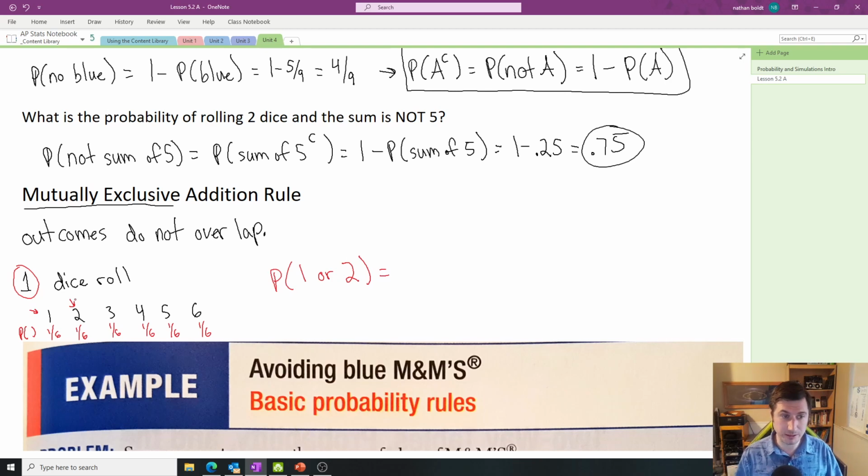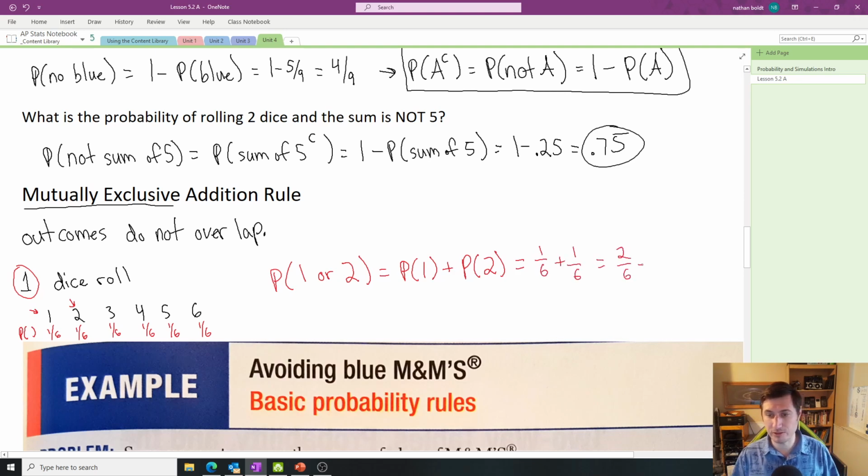They are mutually exclusive. So, the addition rule says I'm allowed to take the probability of the first one plus the probability of the second one. And so in this case, it would be 1/6 plus 1/6, which is equal to 2/6, which is equal to 1/3. All right. So put completely algebraically, the probability of A or B is equal to the probability of A plus the probability of B.